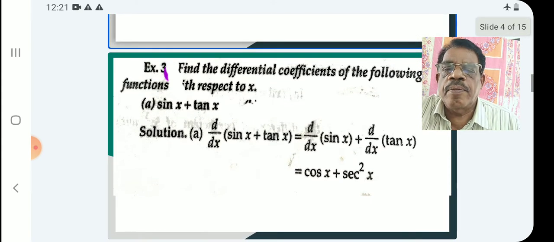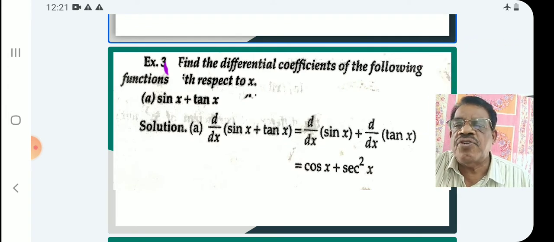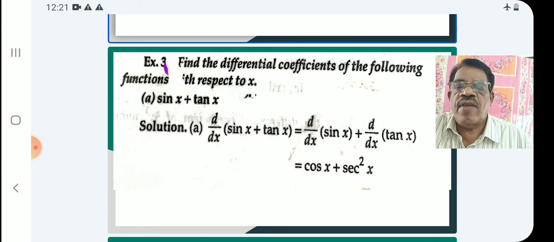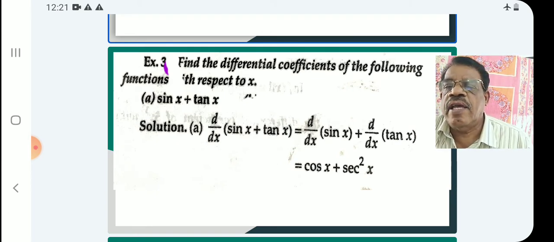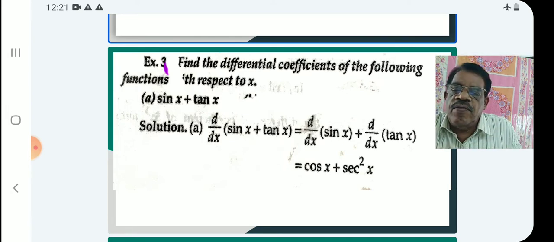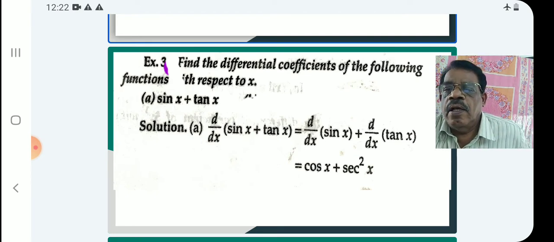Then here is a problem. Find the differential coefficient of the following function with respect to x. The function is sin x plus tan x. We have to find the derivative of sin x plus tan x.